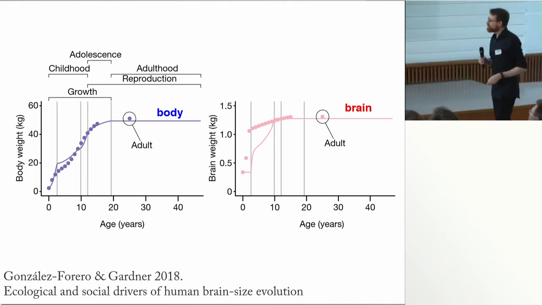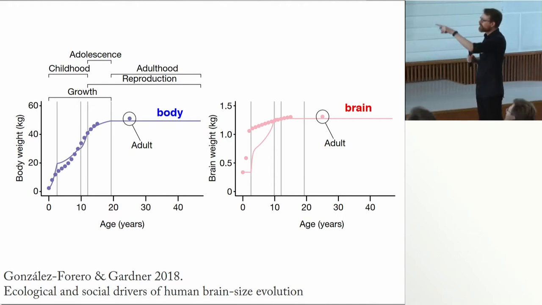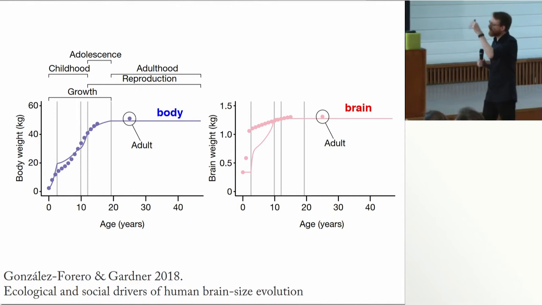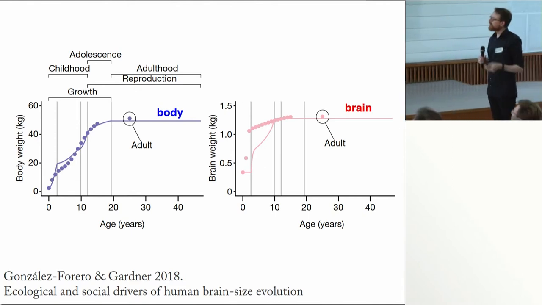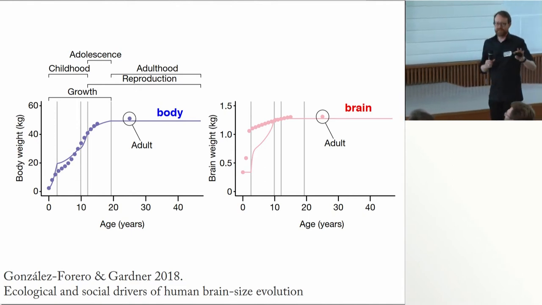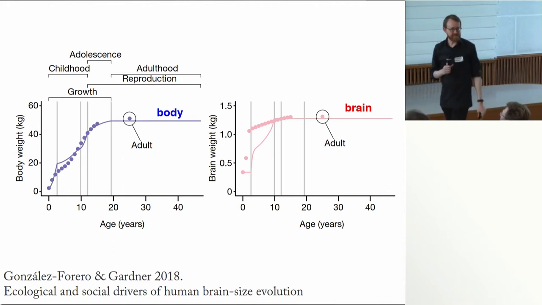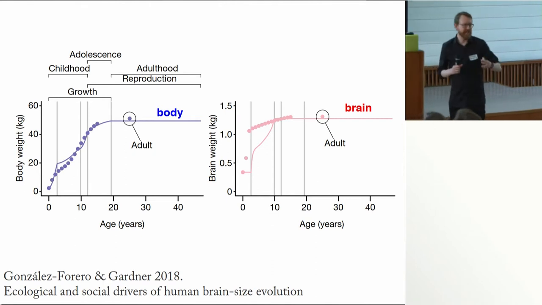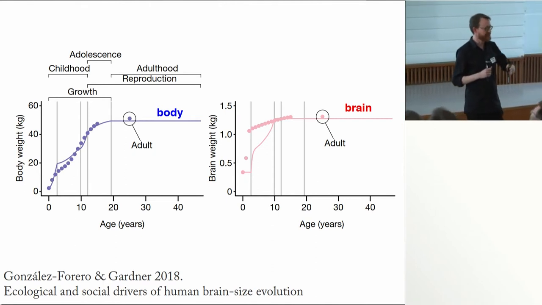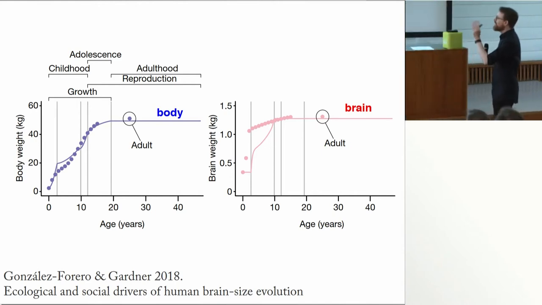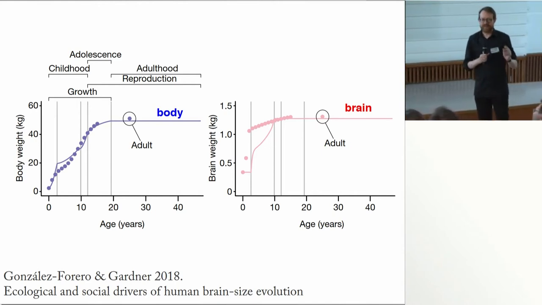There's a great optimality-style model from Mauricio Gonzalez-Ferrero and his supervisor Andy Gardner at St. Andrews. This is the best model of this type, where they evolve the optimal life history policy for an organism that wants to survive and reproduce at a maximum rate as an adult. What sort of childhood should it have? And you can put in different constraints, and you can get the chimpanzee pattern, you can get the human pattern. It's really great. It demands tons of data, way more data than we have.